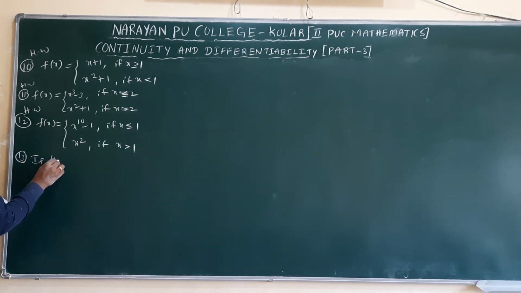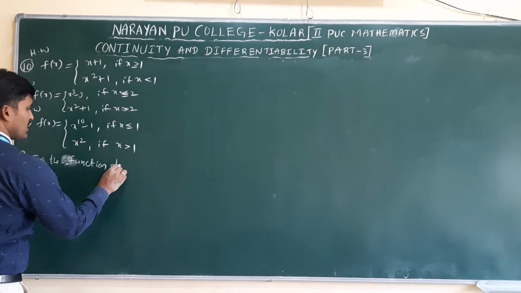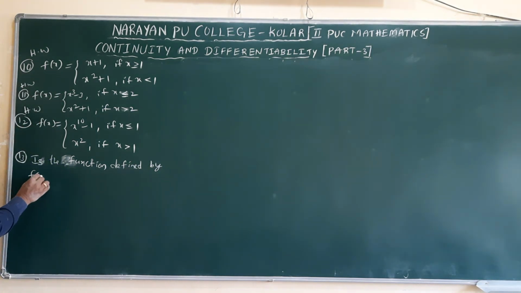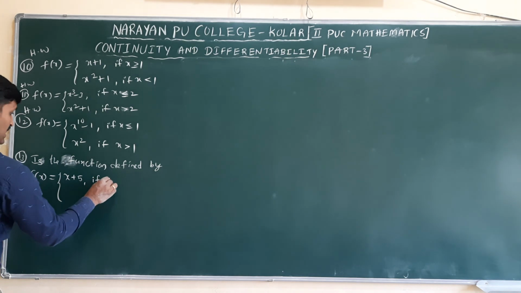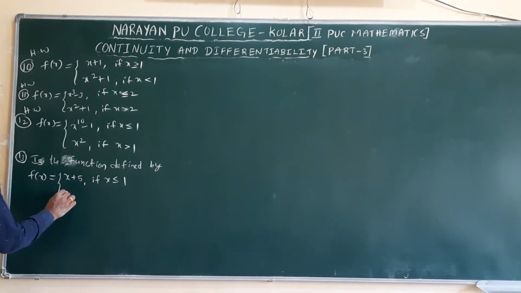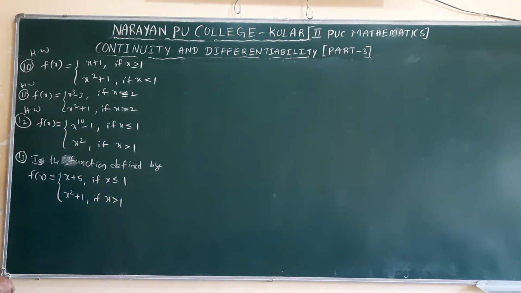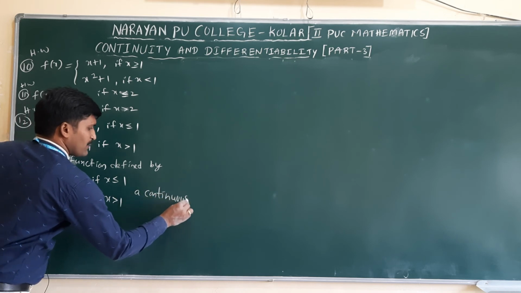Is the function defined by f of x equal to x plus 5 if x is less than or equal to 1, x square plus 1 if x is greater than 1, a continuous function? Checking for a continuous function, or finding the points of discontinuity.